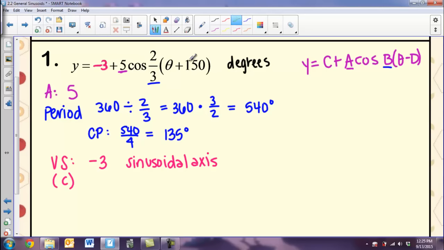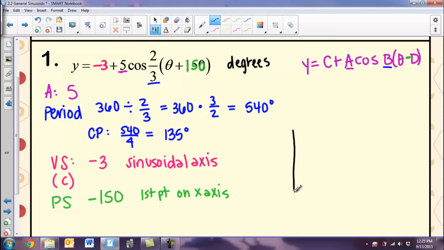And then finally, we have my phase shift, which is that number that's being added or subtracted on the inside of your parentheses. And you see that that number is 150. Now, if you remember, in the equation, that has a minus sign built in. So because this one is a plus, it's opposite of what you think, your phase shift is going to be -150. And that's going to tell you the first point on your x-axis. Okay, so let's use all this information to graph this.